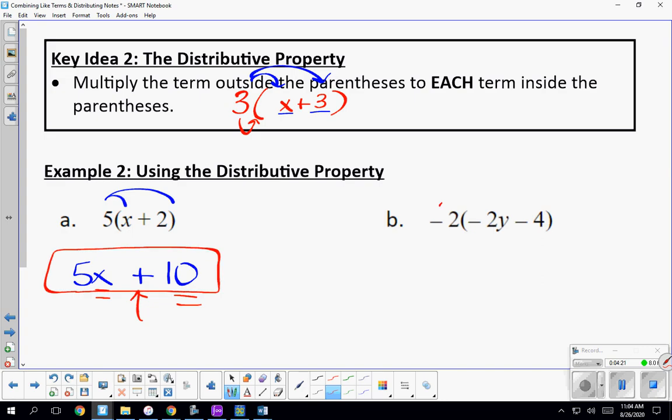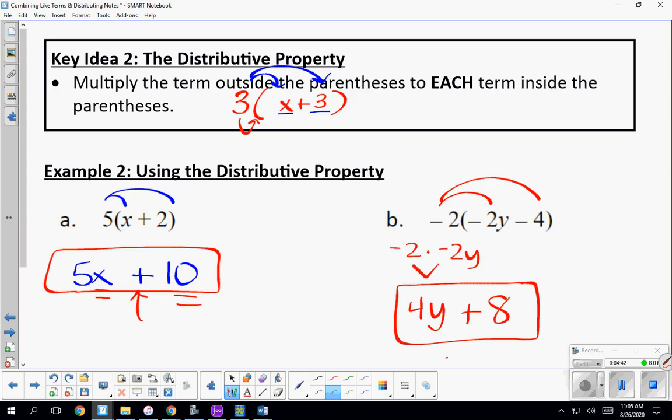In example B, same deal. I have negative 2 times negative 2y. When you have negatives, it may be more important to write out what you're doing because two negatives make a positive 4y. And then here I have negative 2 times negative 4, which is positive 8. Again, these are not like terms. This guy has a y and this guy doesn't. So that's as far as we can simplify.